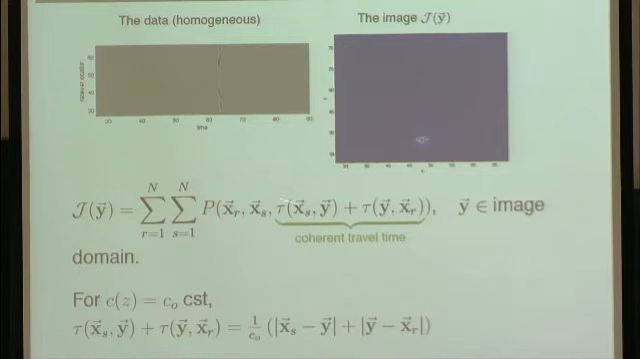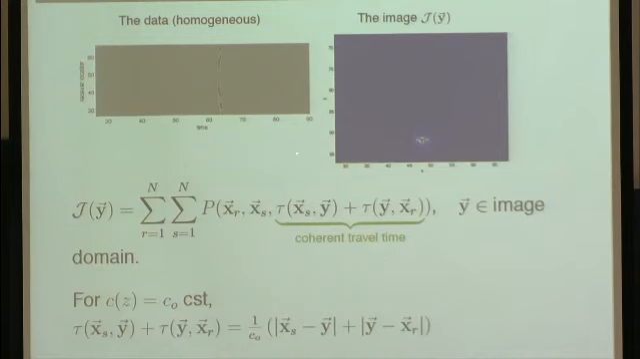Then I evaluate my data, my traces, at this travel time, and I sum over all the sources and receivers. And this is what I get in a homogeneous medium. So a very good image, right? The red spot is right on the target, so I know where this object is located.